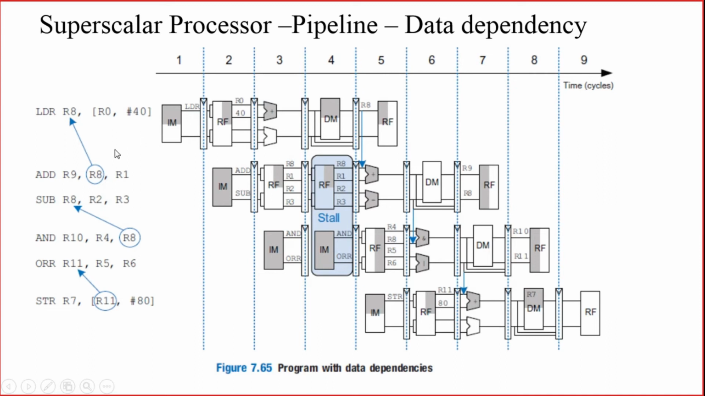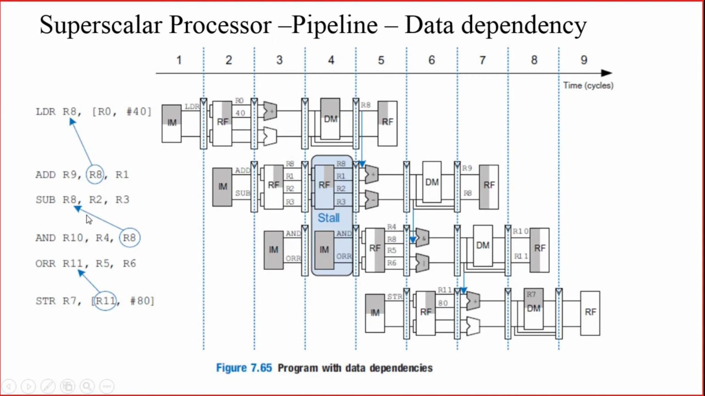So actually, if this data dependency was not there, this execution stage would have been executed in the fourth cycle, and the data memory access would be taken in the fifth cycle. The register file writing will be done in the sixth cycle, right? So because of this data dependency, the fourth cycle has been stalled. So the execution will be done only in the fifth stage due to the data dependency.